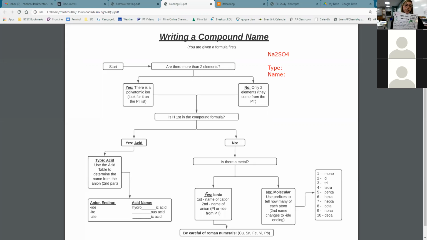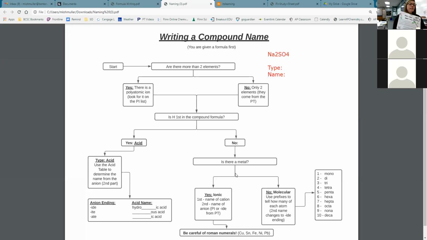So then you use the name of the cation. Like if it is sodium, you use sodium, or if it's ammonium, use ammonium. But then the second part, you use the polyatomic ion name or change it to IDE if it's from the periodic table, okay? And if it's ionic, just be careful of the Roman numerals. The 5 elements that could contain a Roman numeral are copper, tin, iron, nickel, and lead. And I'm being nice and giving you that information, okay? So that would be how you would figure out the name if it is ionic, all because it has a metal.